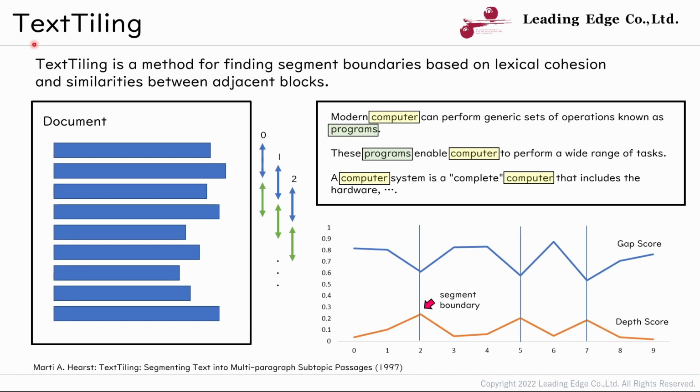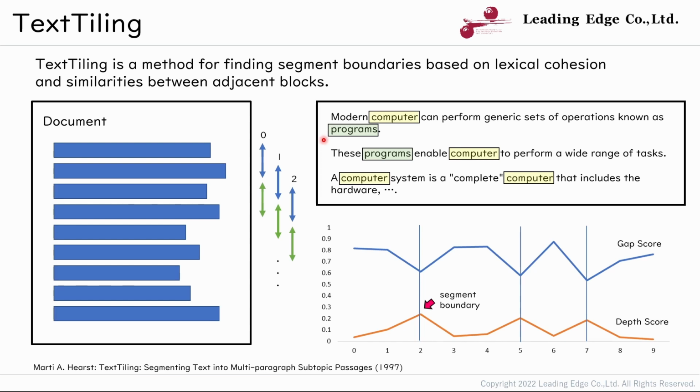The first method is TextTiling. TextTiling is a method for finding segment boundaries based on lexical cohesion and similarities between adjacent blocks. For example, if the same word, such as computer or programs, appears in multiple sentences, they are considered to be the same topic. Based on this hypothesis, TextTiling sets up a fixed-length window to find the gap score between blocks.